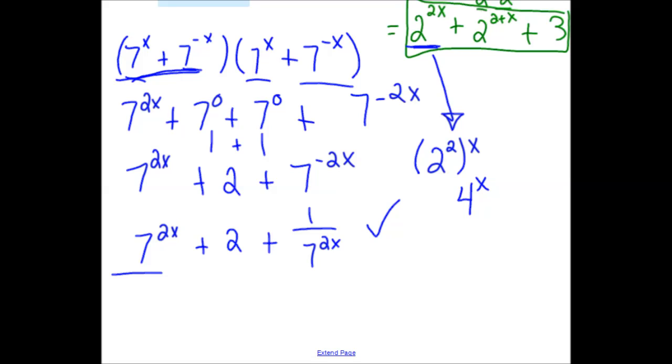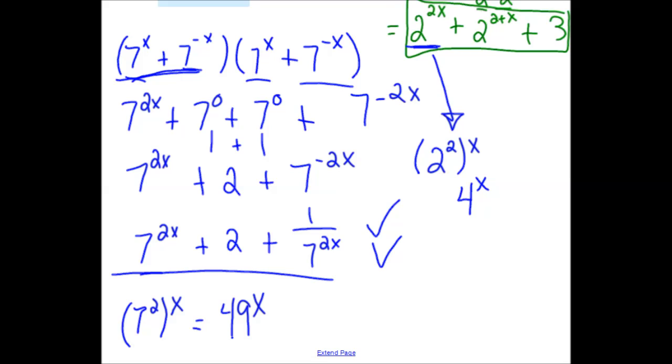Okay, and same here, we could write this as 7 squared to the power of x, which gives us 49 to the x. So either way, what we've done here is a good solution, but you can totally, just so you recognize that we can write 7 to the 2x as 49 to the x. It's just good for you to have that recognition.